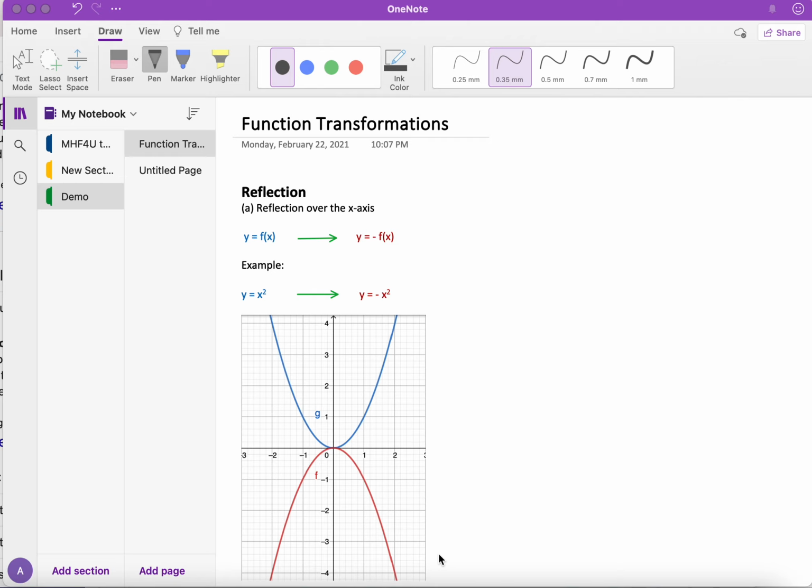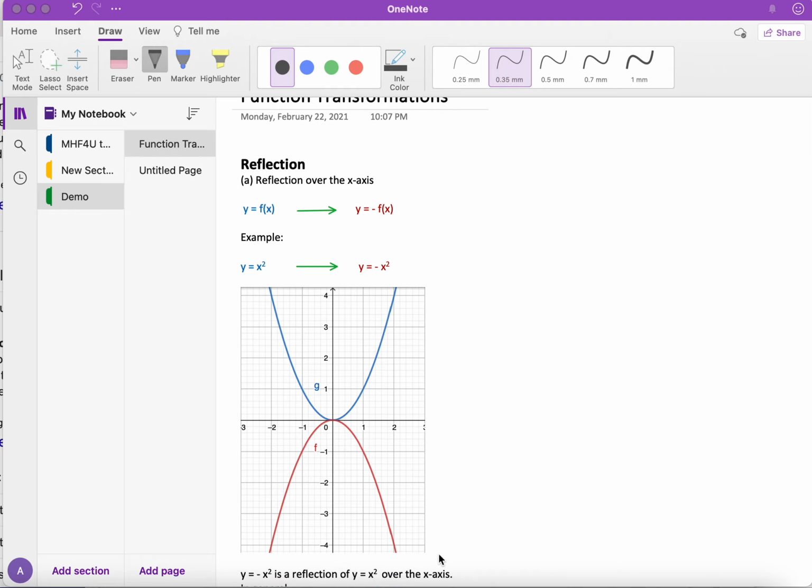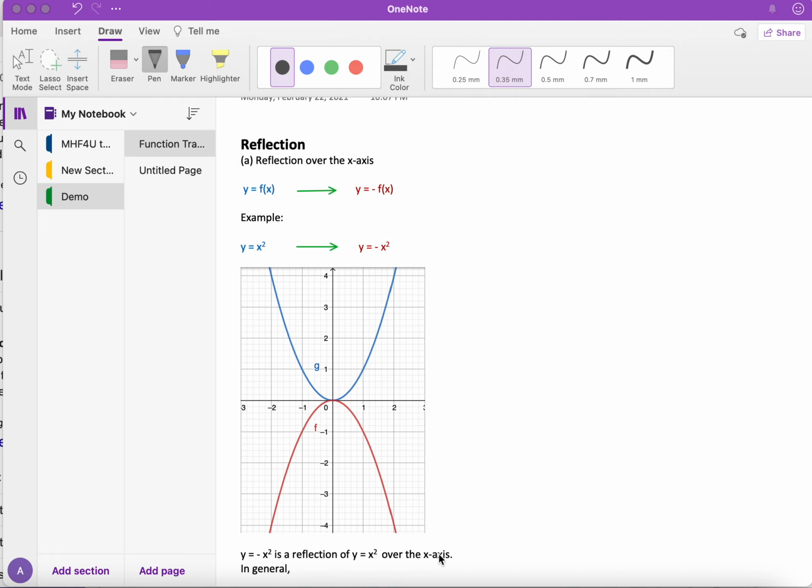Tutorial on function transformations. It is one of the hardest parts in an advanced function course. So let us begin with the easiest one, the reflection. We begin with the reflection over the x-axis.